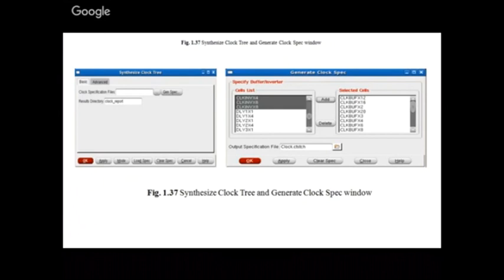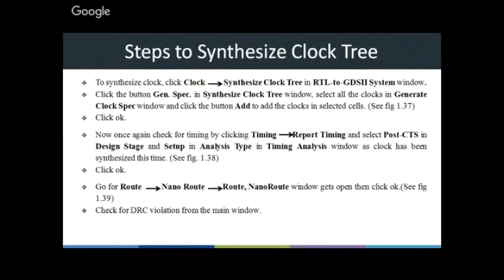this is your window for generate synthesize clock tree. In this we will go for this generate specific button. Then this generate clock specification window will open and here we will select clock only and add them into the selected cells. After that we will go for this route. Again we will do routing because this time we are doing detailed routing. So finalized. So go to this route, nano route, and then again there is a route option.